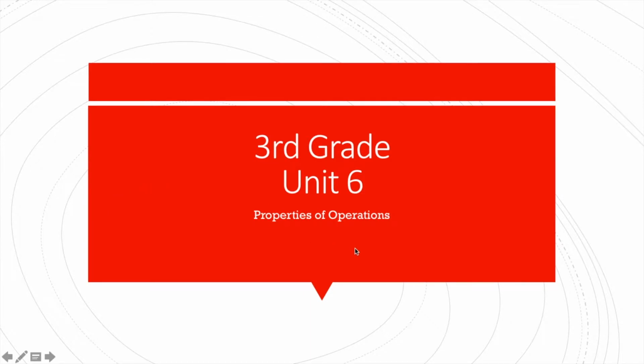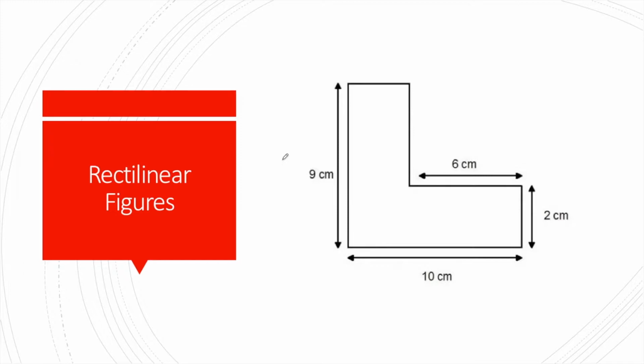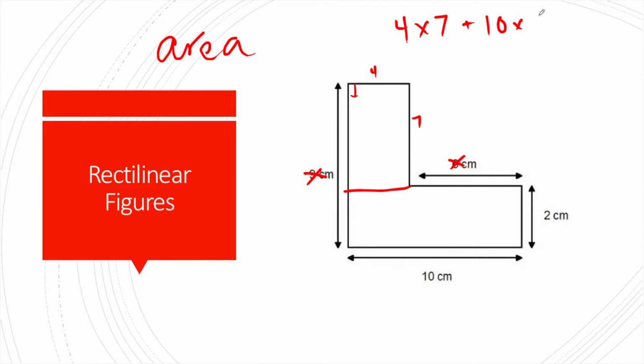Third grade unit 6 is about properties of operation. We actually start by going back to area and composite area and talking about rectilinear figures. Students have to split it, find new side lengths based on what they're seeing here, and then they can multiply areas and put them together like this.